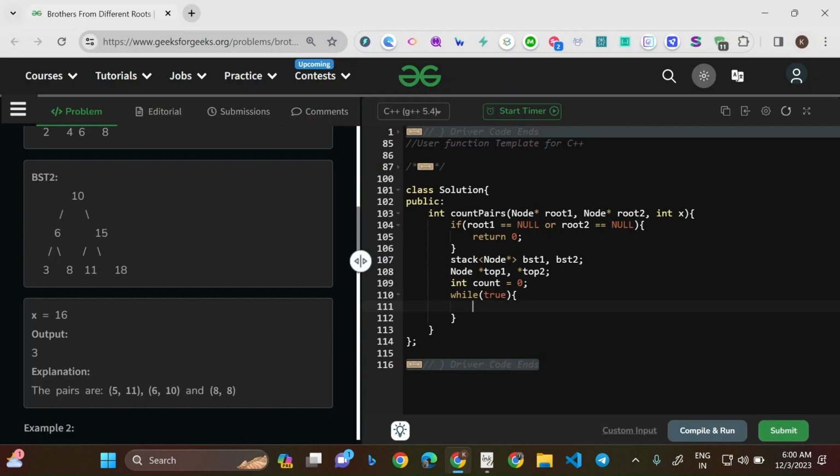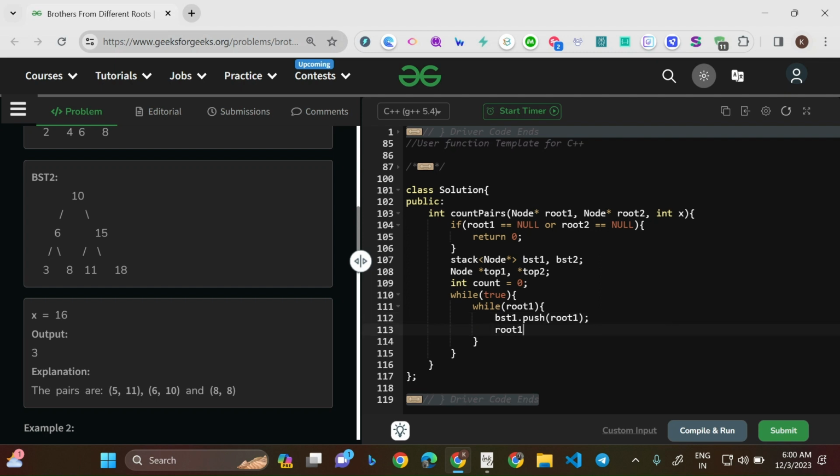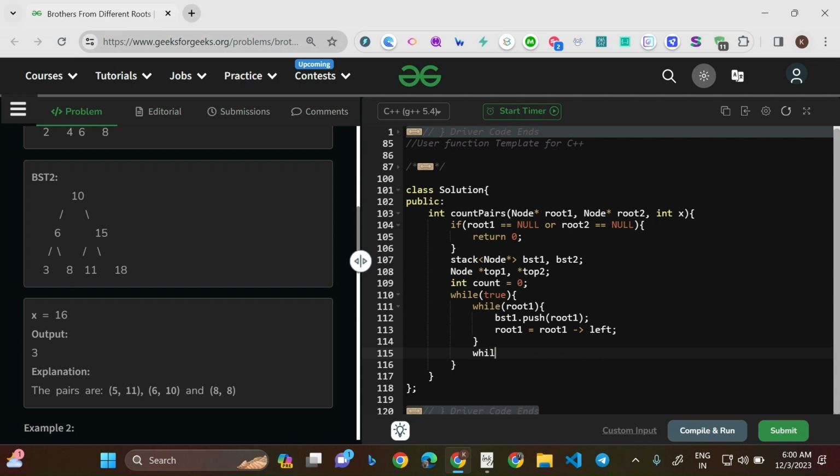So while true, while root 1 is still defined, push root 1 into BST1, and root 1 equal to root 1's left. Okay, root 1's left, and similarly root 2 as well. So in root 2 you'll be pushing out the right side elements.